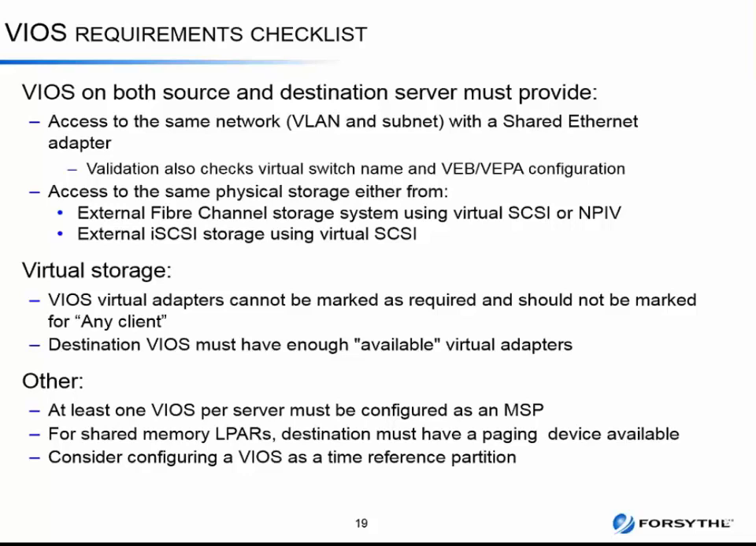Obviously, one VIO server per server has to be configured as a mover service partition, because that's what's going to do the negotiating. And if you are doing AMS, active memory sharing, the destination has to have a spare AMS paging device that it can use for this AMS setup.